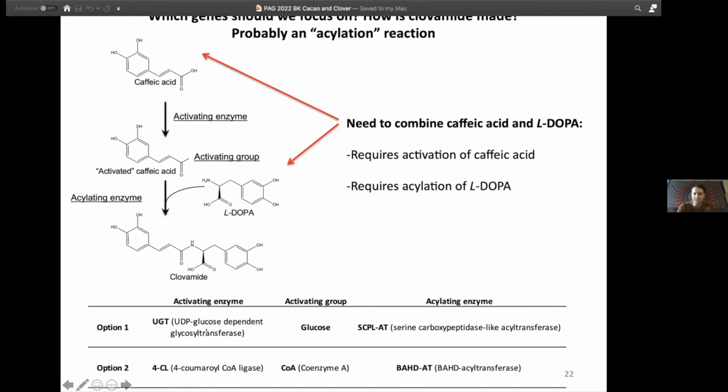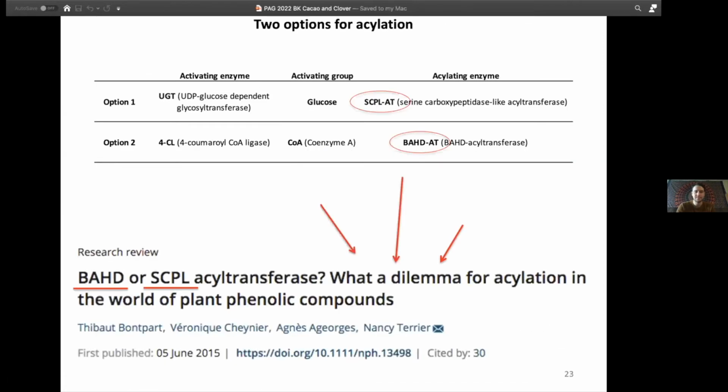Option 1 uses a UGT, or a UDP glucose dependent glycosyltransferase, for the activation step, and it adds a glucose as the leaving group. And then the acylation step is catalyzed by an SCPL-AT. There's another option where the activating enzyme is 4CL, and the activating group that it adds is coenzyme A, and then the acylating enzyme is a BAHD-acyltransferase or BAHD-AT. So this is a common dilemma that comes up when people are trying to figure out how acylations are performed in plant metabolism. And here's a review you can check out, What a Dilemma, if you want to learn more about the topic.